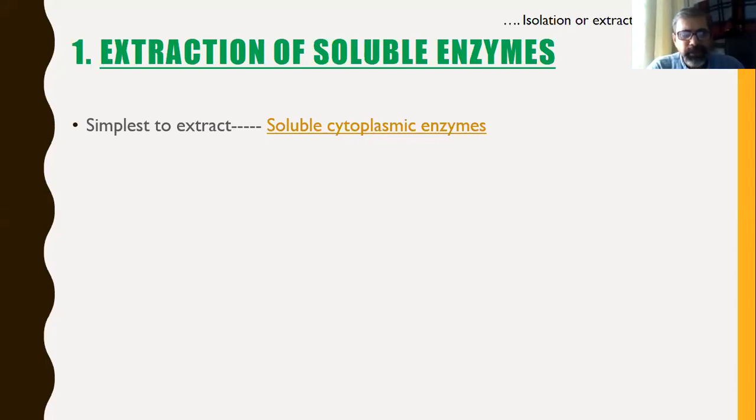As far as plant material is concerned, you take the plant material and just crush it, mostly in an aqueous medium, and the cells rupture and the contents are released out. You can carry out filtration followed by maybe centrifugation if required, and you may get the source of enzyme.